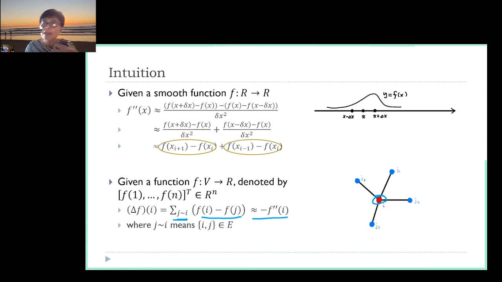This is also consistent with the manifold Laplacian view, where the Laplace of a function at a point is defined as the divergence of the gradient. So essentially you're calculating the divergence of all the directional derivatives along all these lines. All right, so this is the intuition of the graph Laplace.